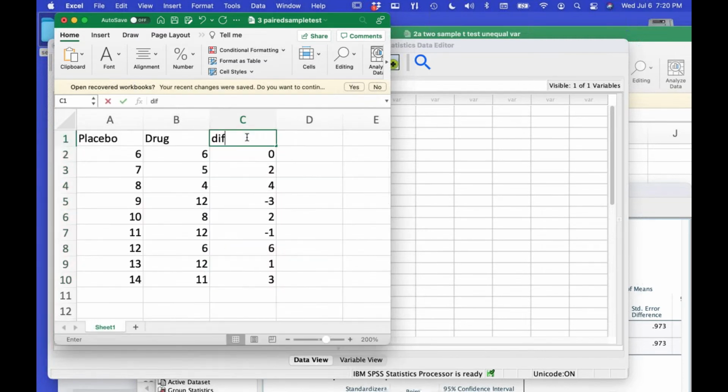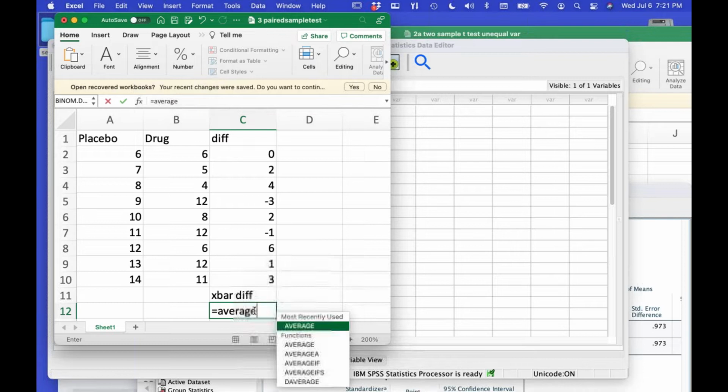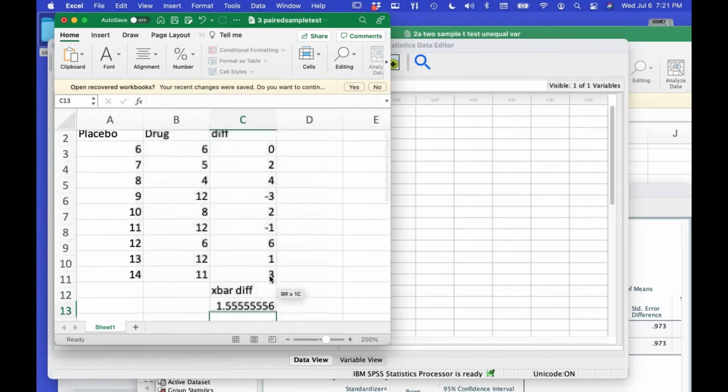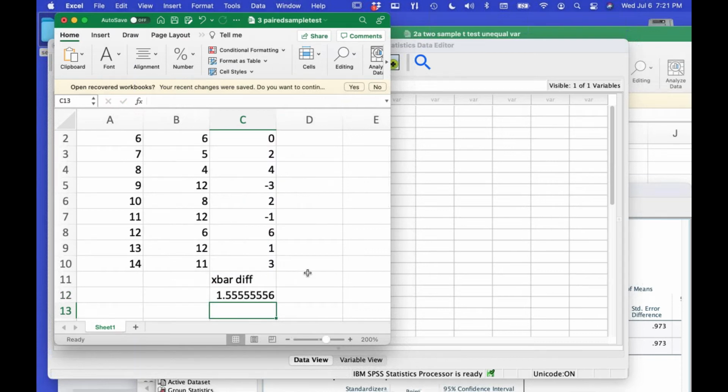These are the individual differences. So the mean difference, X bar difference, right? What is X bar difference equal to? It's equal to the average for all of these differences. And the average difference turns out to be 1.5, right?